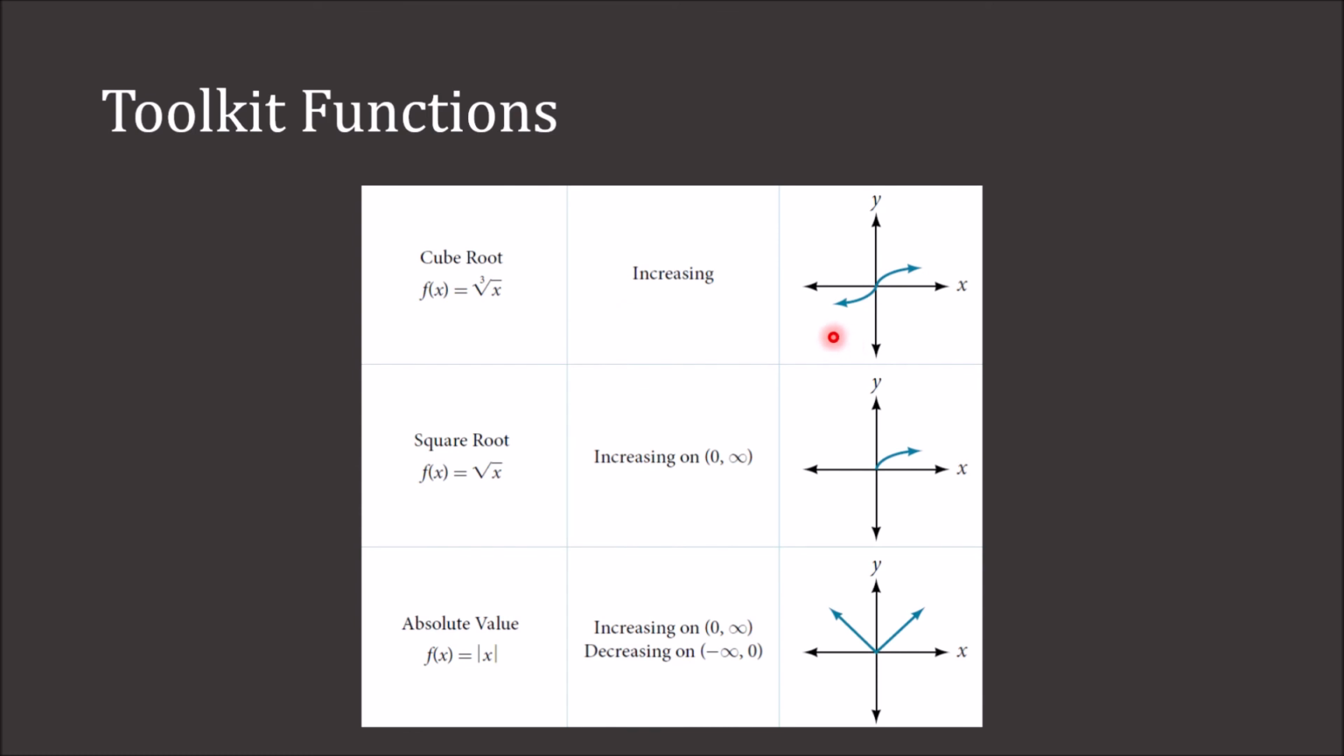The cube root function is a strictly increasing function. The square root function is also strictly increasing. The absolute value function is increasing from 0 to infinity, decreasing from minus infinity to 0, and the local min occurs at 0. By the way, this also has a local minimum at 0.